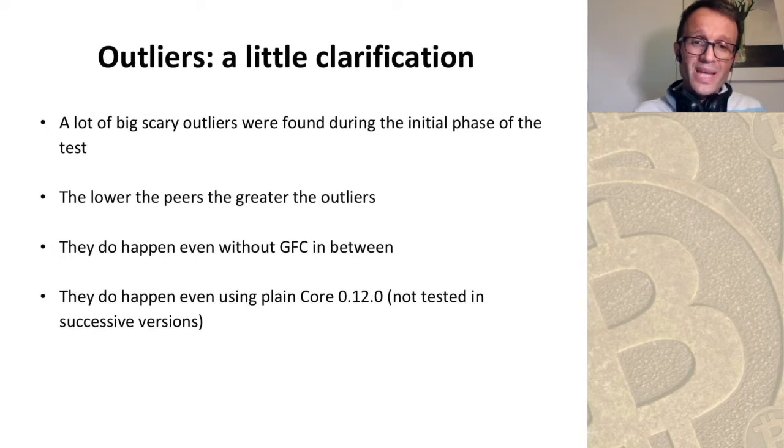So another thing that we have measured to be sure that the outliers weren't something related to Xthin only is performing the same kind of test using plain Bitcoin Core 0.12.0, and we have found out that outliers were there also with this software version. So it was not something specifically related to Xthin.